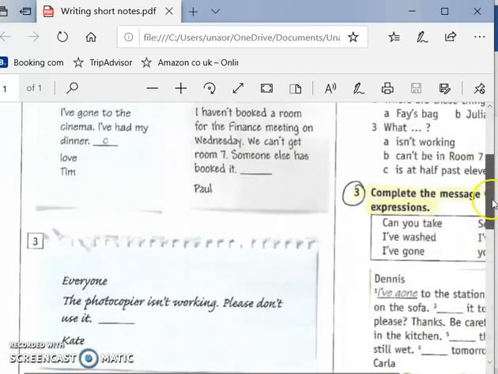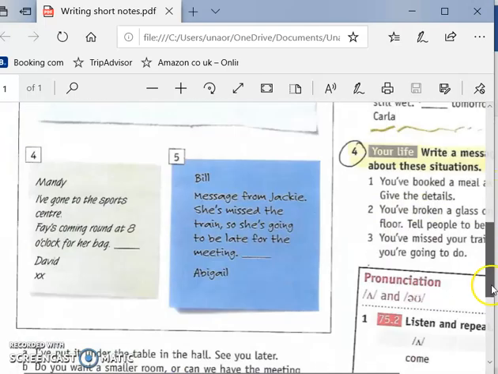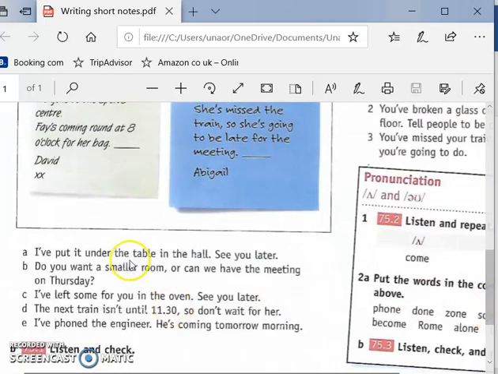Okay, so number 2, Betsy, I haven't booked a room for the finance meeting on Wednesday. We can't get room 7. Someone else has booked it. Okay, and that's from Paul. So what sentence would make sense there? I've put it under the table in the hall. See you later. Doesn't make a lot of sense. Do you want a smaller room or can we have the meeting on Thursday? Well, that would definitely be an option.